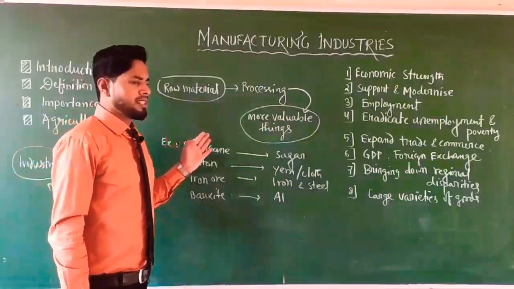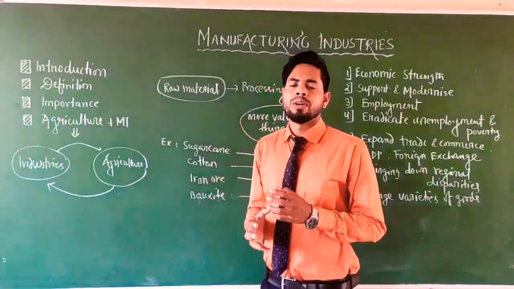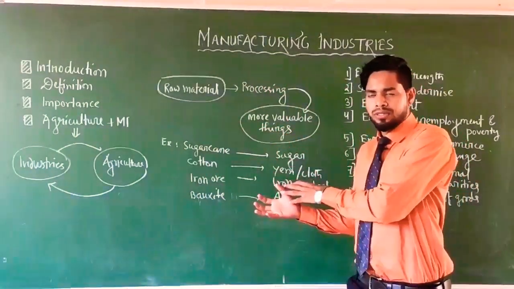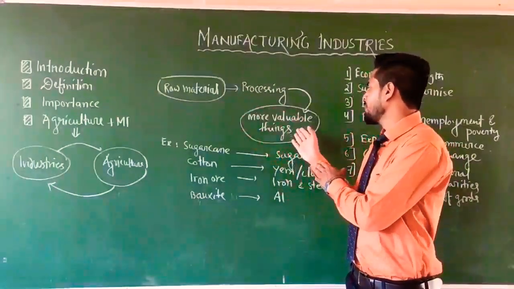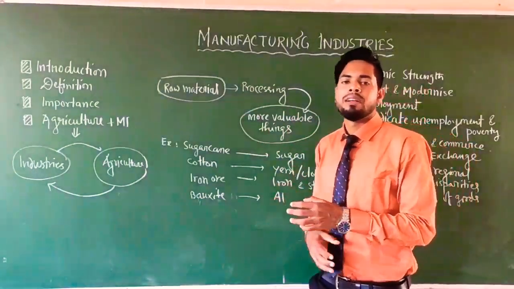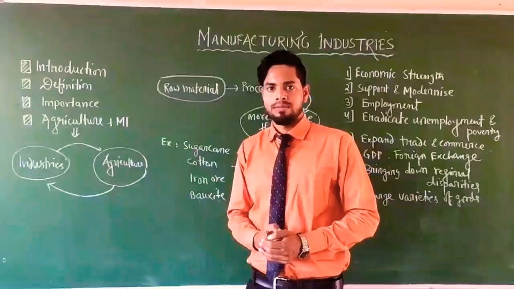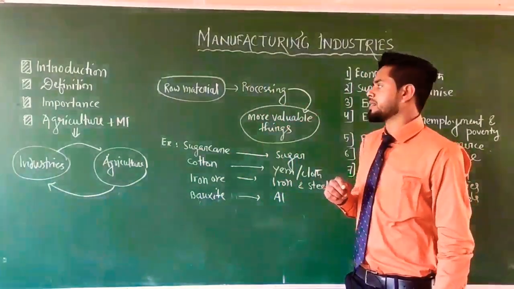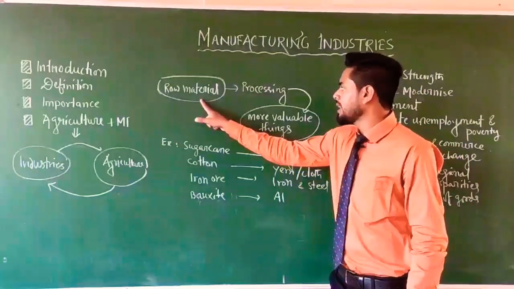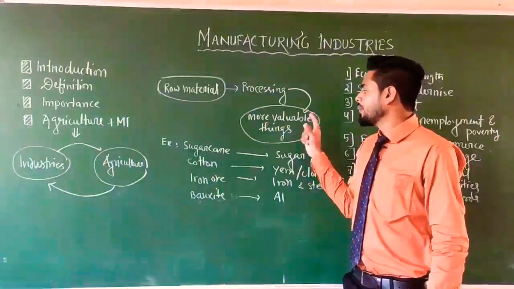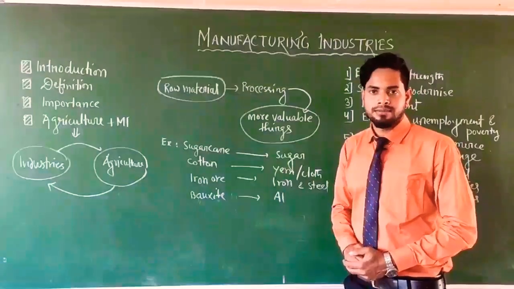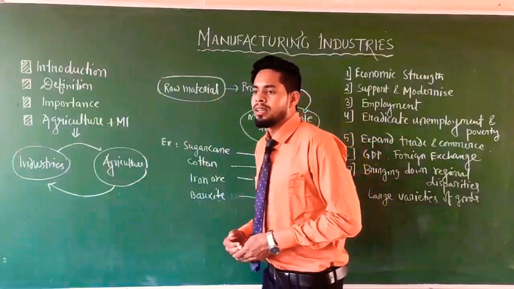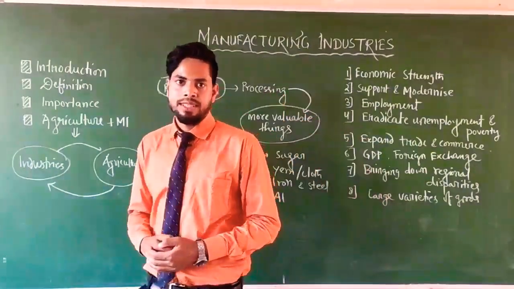Manufacturing industry is the processing of raw material. That means we convert the raw material into finished goods. We convert the raw material into more valuable, more refined and more usable things by using machinery. It's called manufacturing. Just see, raw material processed into more valuable things in a large quantity at a time. It's called manufacturing. Clear?